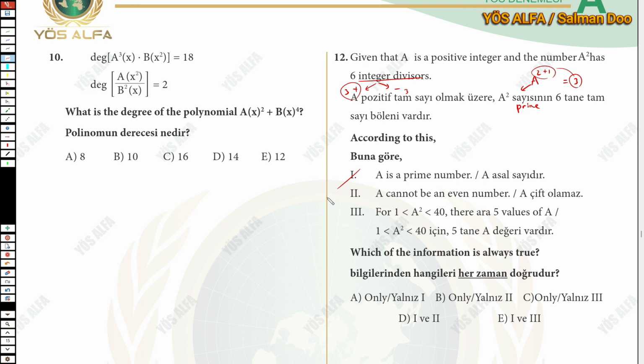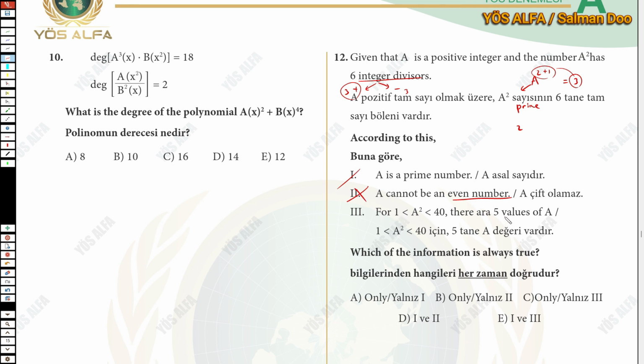So let's take a look at this. Number 1, A is a prime number. We already got this conclusion from this statement. So number 1 is true. Number 2, A cannot be an even number. Since A is a prime and 2 is also a prime number, A can be 2, which means A can also be an even number. So this statement is incorrect.